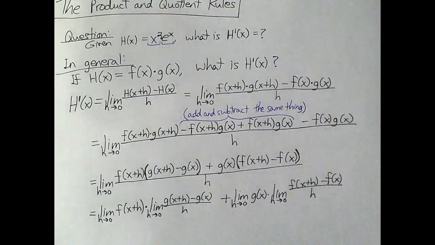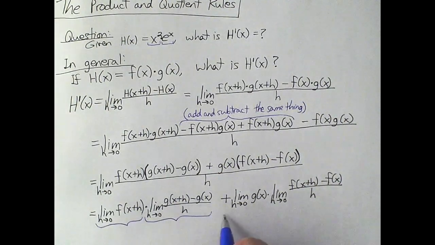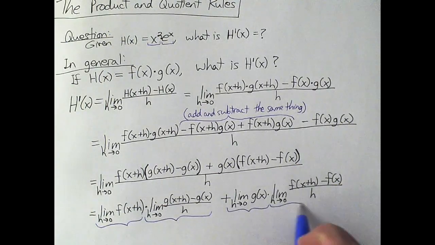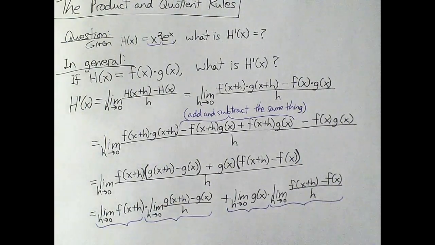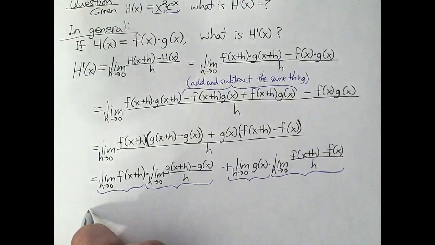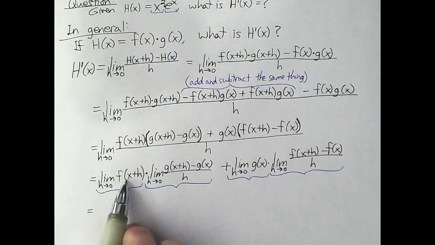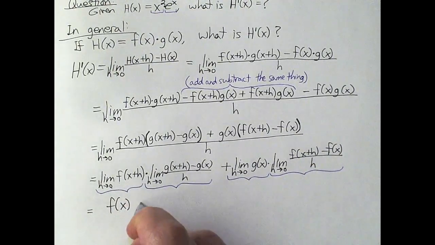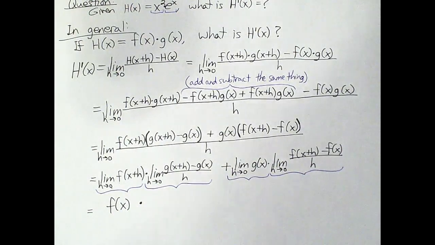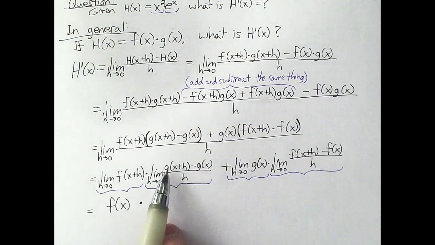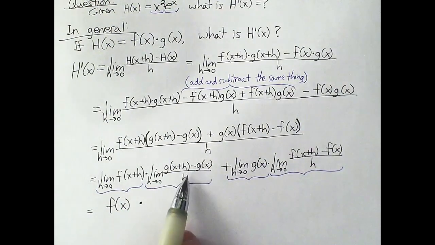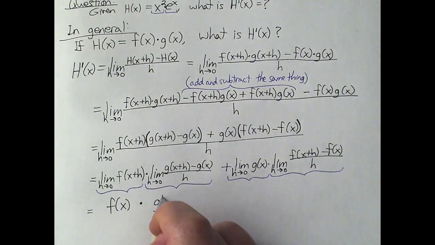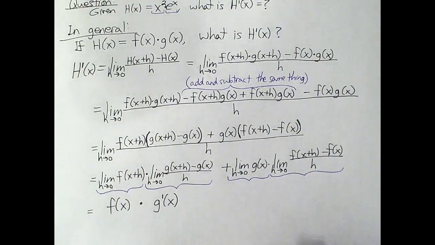All right, guess what? These 4 pieces that we broke it up into, we're going to look at each one of them individually and figure out what they are. Some of them are easy. Actually, none of them are really too hard. So, the limit of f of x plus h as h goes to 0 is just f of x, because the h goes to 0. The limit as h goes to 0 of this piece, g of x plus h minus g of x over h. You know what this is? This is the formula for g prime. That's exactly g prime of x.